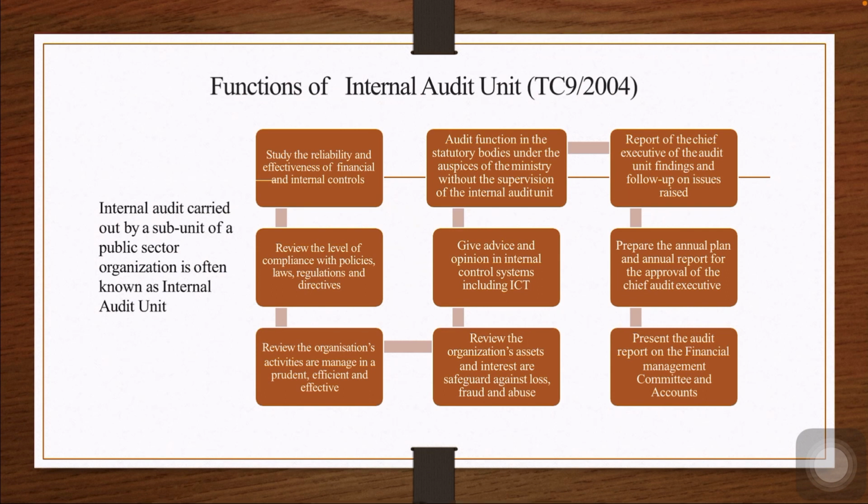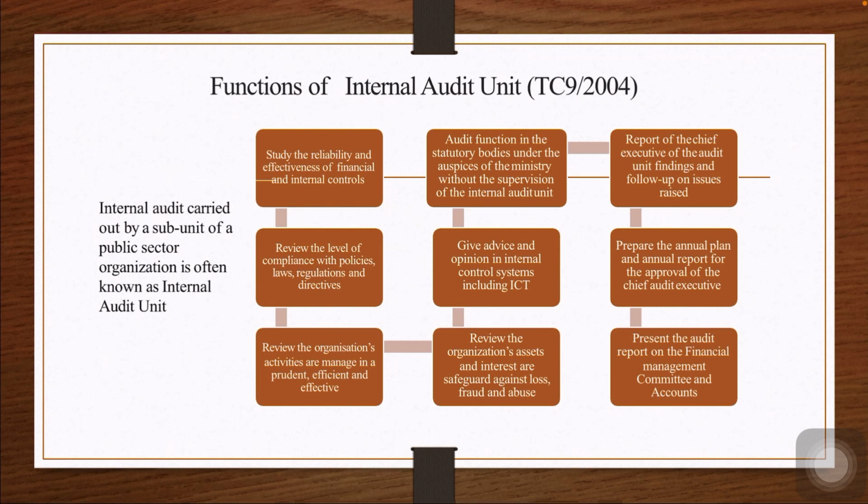So macam saya cakap tadi lah, contoh macam Kementerian Pertanian. So bawah Kementerian Pertanian tu kan, you tahulah kan, aliran carta organisasi sangat banyak. So salah satu dalam organisasi tersebut adalah internal audit unit. So apa yang diorang akan buat? First, diorang akan study the reliability and effectiveness of the financial and also internal control. Lepas tu, they will review the level of compliance with policy, laws, regulations and directives. So ini adalah fungsi-fungsi internal audit lah kan, apa yang internal audit unit ni buat.